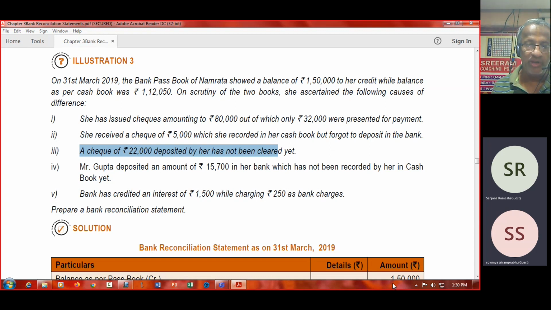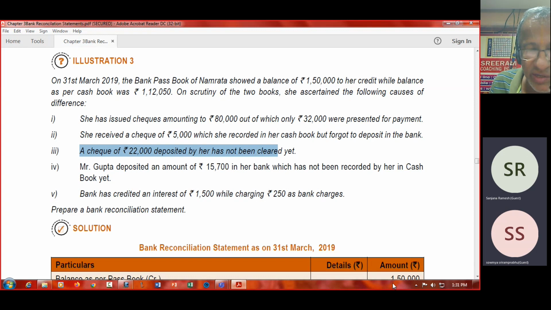Gupta deposited an amount of 15,700 in her bank account, which has not been recorded by her in the cash book. That means Mr. Gupta deposited directly into Namrata's account. It is appearing in the passbook, but no entry in the cash book. In which side of the passbook will this item appear? Credit side. Very good. How do you call it? Deduct. Very good.